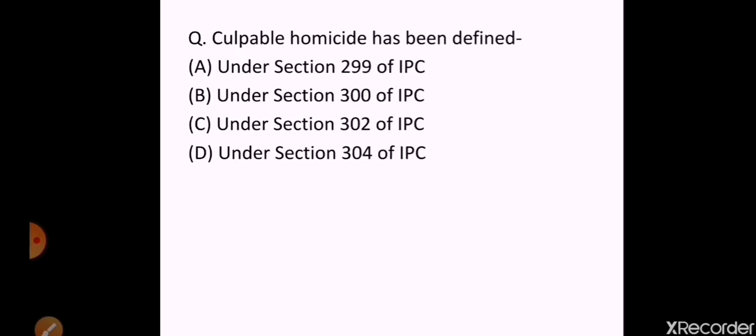The next question is, culpable homicide has been defined under A. Section 299 of IPC, B. under Section 300 of IPC, C. under Section 302 of IPC, D. under Section 304 of IPC. So the correct answer is option number A, that is Section 299 of IPC.